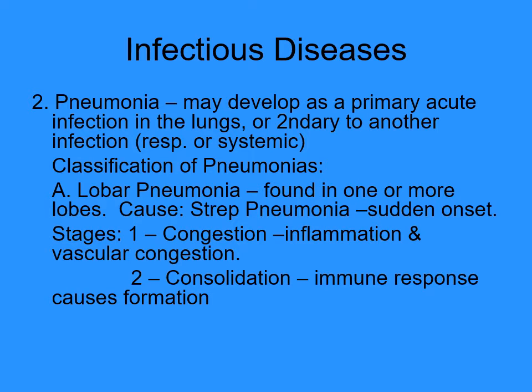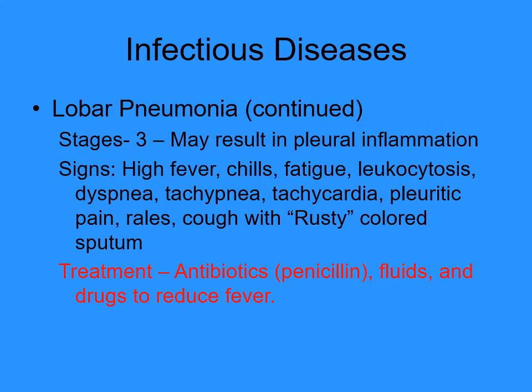Sudden onset. The stages: the first is congestion, inflammation, and vascular congestion. And then if it persists over time, it can cause something called consolidation, which is an immune response that causes the formation. Stage 3 may result in pleural inflammation.